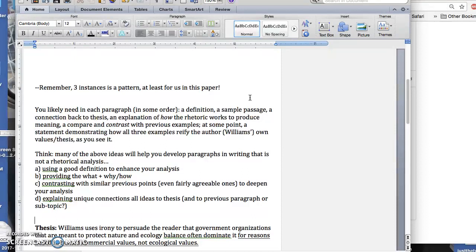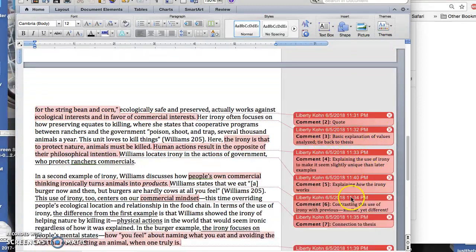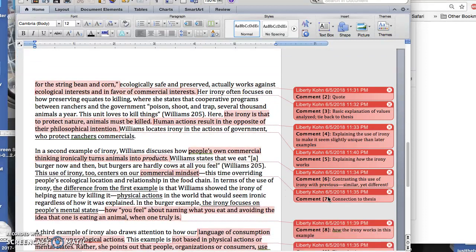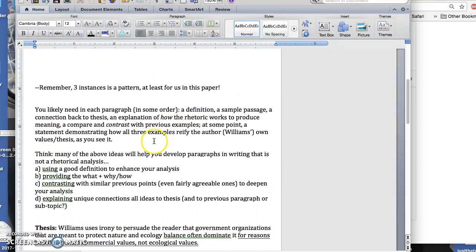And again, if I don't have time to say all this in the video, you will see that everything I'm outlining for you here is what I am highlighting and commenting on over here. So you can see where these things do appear in each paragraph. I'm looking for certain qualities, certain types of information. A definition, at least once in the beginning of each rhetorical move. A sample passage, a connection back to the thesis, always important for each paragraph. An explanation of how the rhetoric works.